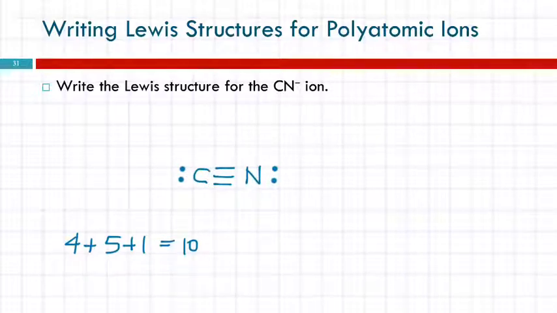Correct number of electrons. And then to finish it off, because this is a polyatomic ion, I put brackets around it and the charge on the outside. Any questions?